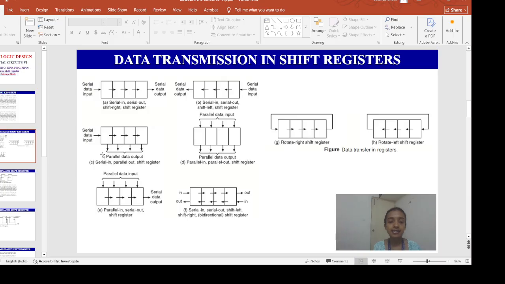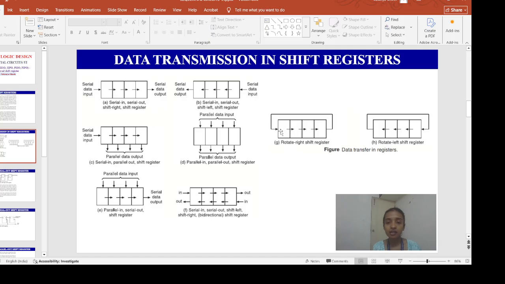Then here you can see the data is coming in serially, but it is coming out in parallel. This is what we call a serial in, parallel out shift register. Over here you can see the data is coming in parallel and the output is also parallel. This is called a parallel in, parallel out shift register.